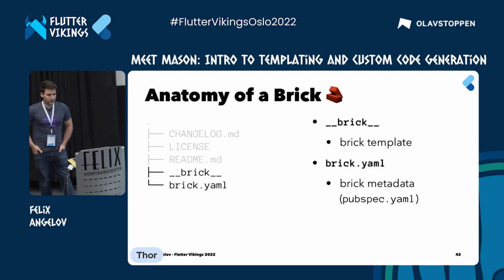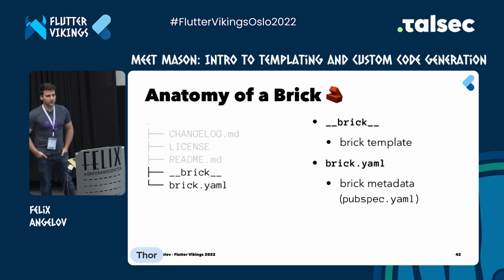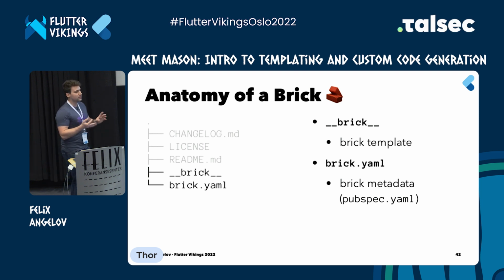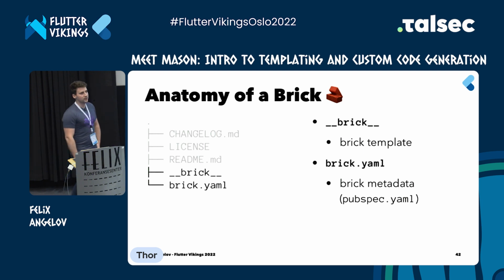So this __brick__ template folder is basically where all your templated files are going to live. So anything that you have in that directory, and you can have files, directories, more subdirectories, files within those subdirectories. It can be like a full Flutter project, for example, in that directory. That's going to be mirrored when you run mason make, whatever is in that directory. So it's like your magical folder of what's going to get generated when someone runs mason make with your template.